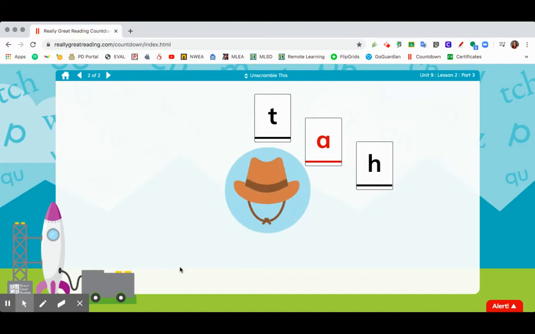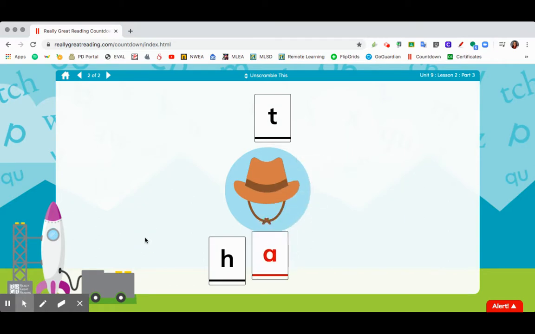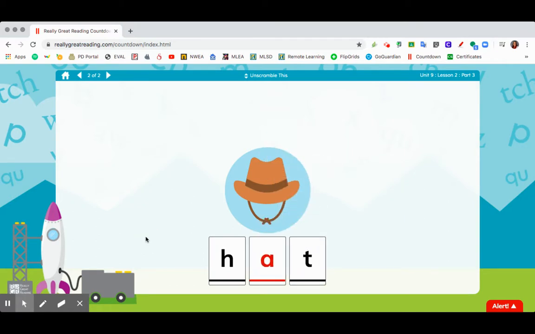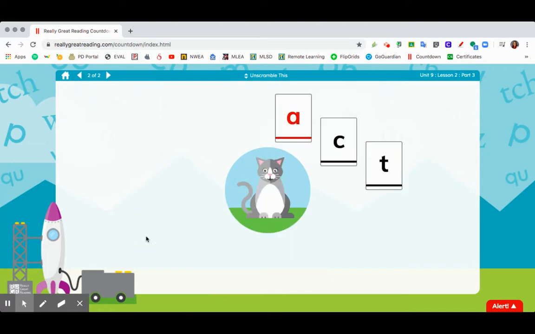First one. Boys and girls, this is a hat. Say hat. We have some scrambled letters there. I want you to write the letters in order to match the word hat. Remember, you can pause the video. Hat. Let's go on to the next one.